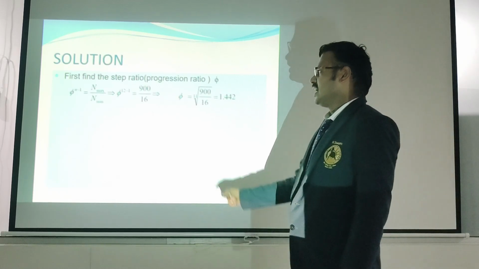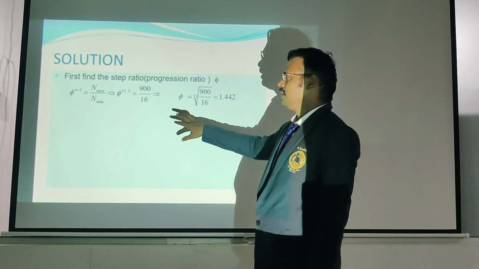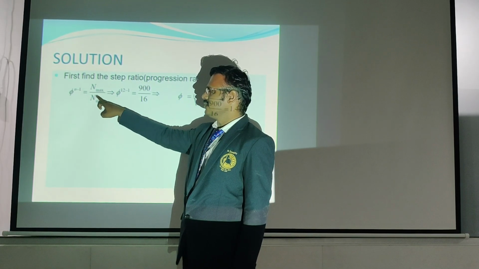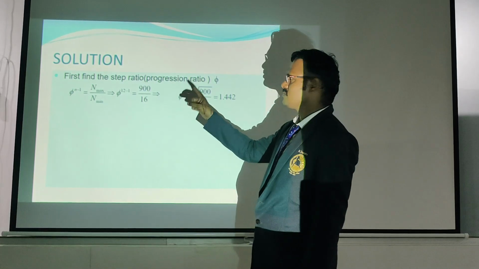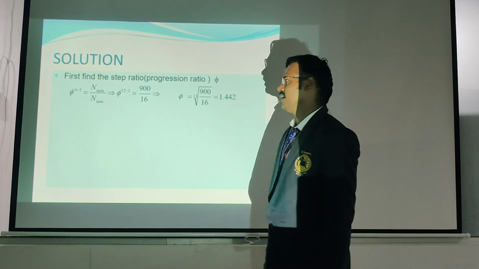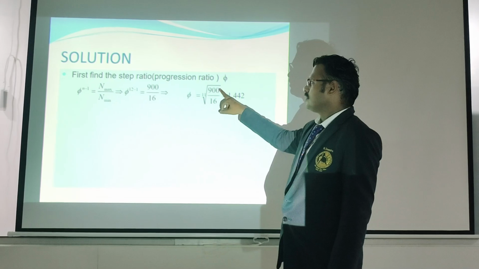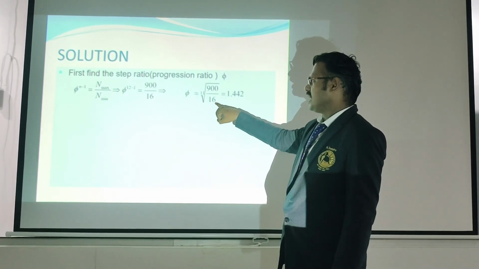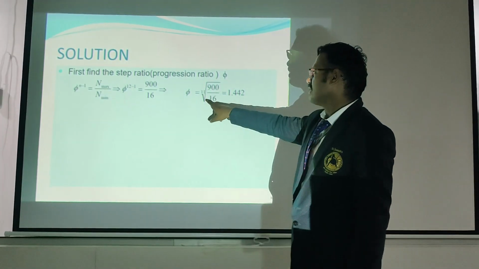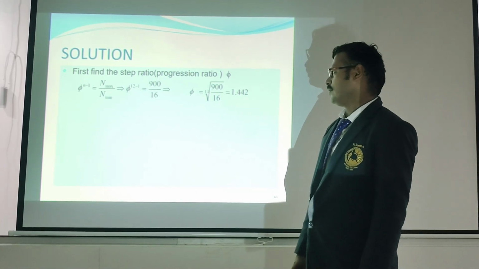First, psi power n minus 1 equal to n max divided by n minimum. Already in the problem they have given the number of speeds, maximum speed and minimum speed. We need to substitute in this formula and find out the step ratio, the psi value. So I am substituting here. 900 value, this is n minimum 60, and 12 minus 1 is 11. So this value I have substituted here. My step ratio value is 1.442.